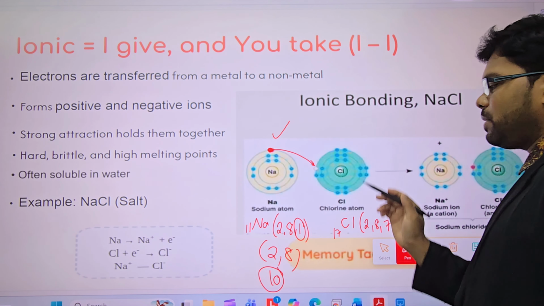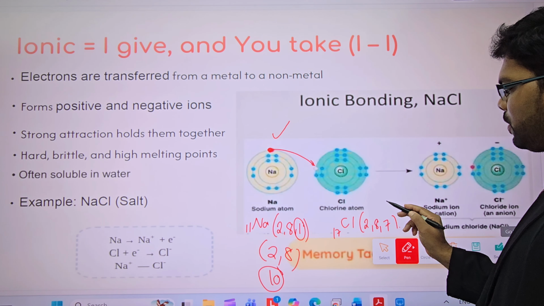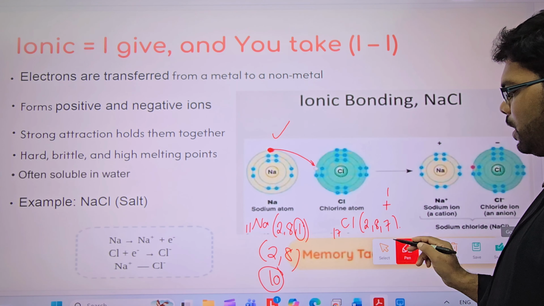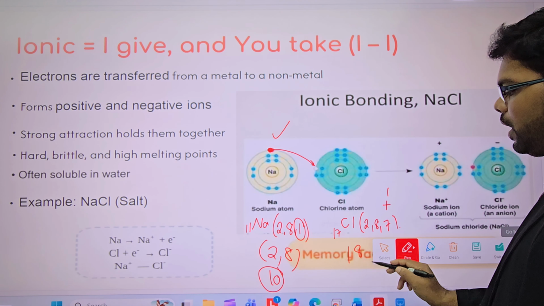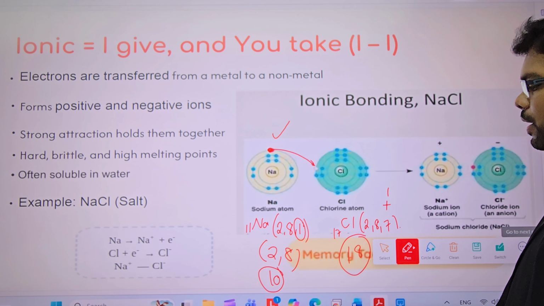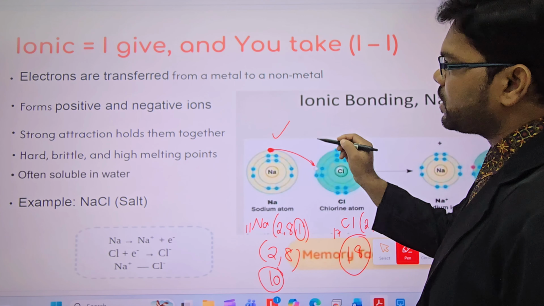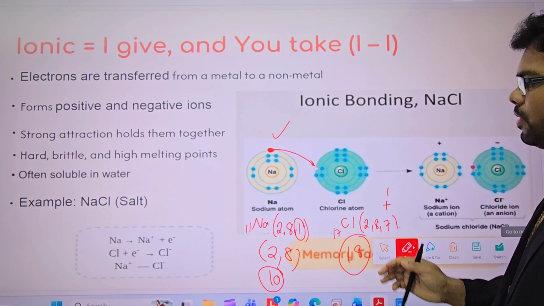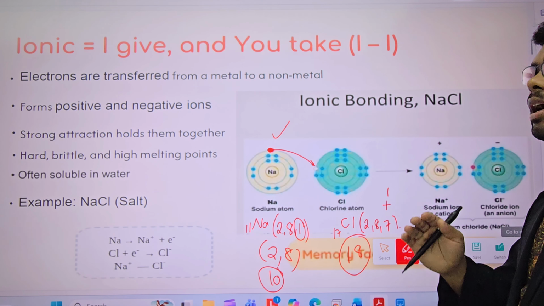So chlorine received that electron. Before it was 7, so add 1 more because 1 electron came to chlorine, right? So it became 8, and the total electron number in the last shell became 8. Okay, so who is giving? Sodium is giving. Who is taking it? Chlorine is taking it. Therefore this relationship is known as giving and taking.